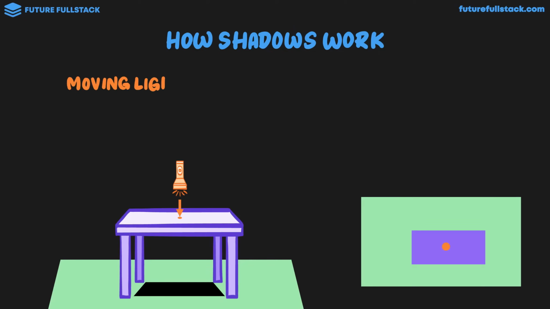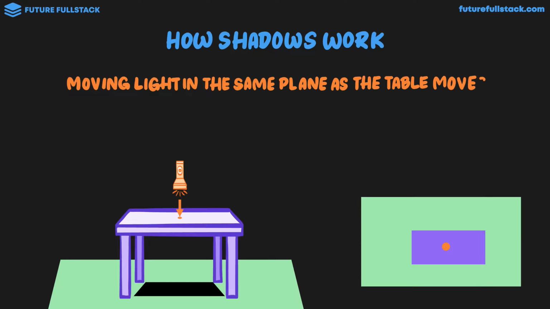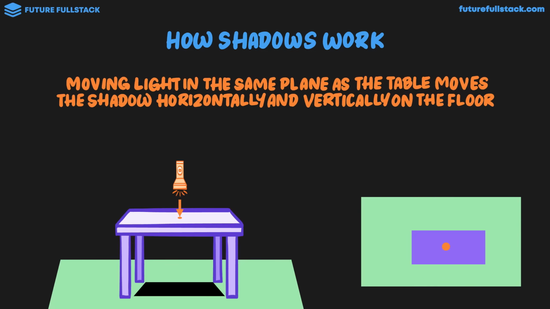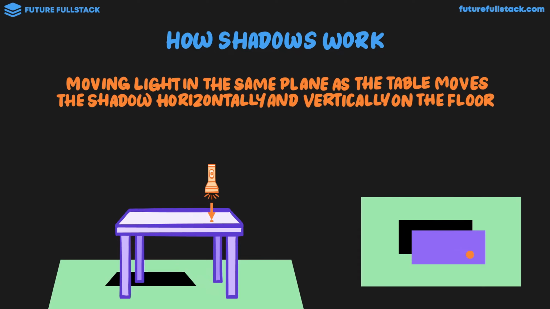Now, moving light in the same plane as the table moves the shadow horizontally and vertically on the floor. So I'm going to move our torch to the bottom right of the table. And looking top down, it would appear as if our shadow has moved up and to the left. In CSS terms, we would call this the X offset horizontally and the Y offset vertically. So that's the first thing we can do. We can move the position of the torch, which would result in the shadow moving in the X direction and in the Y direction.